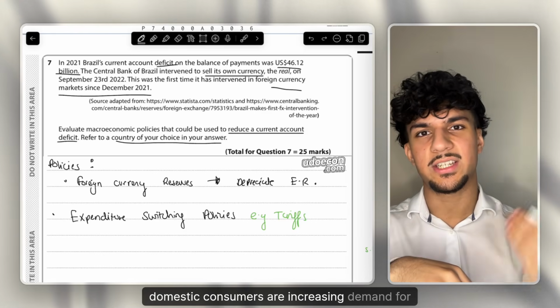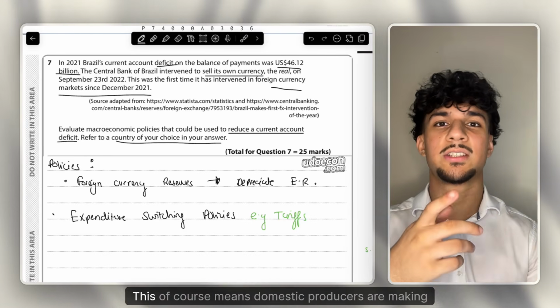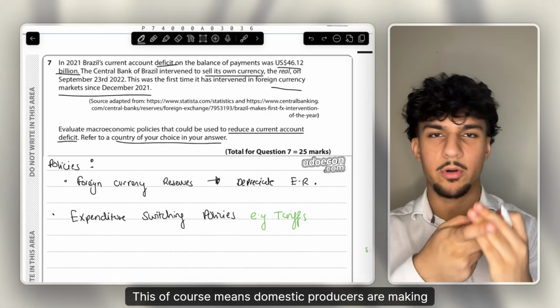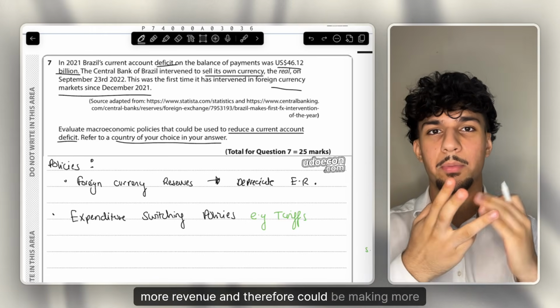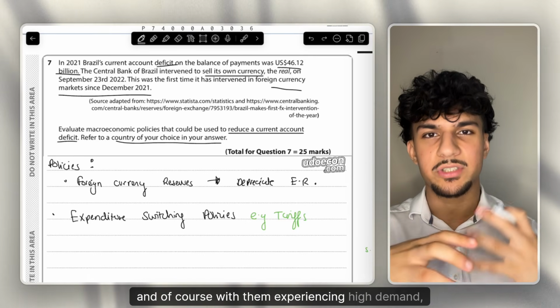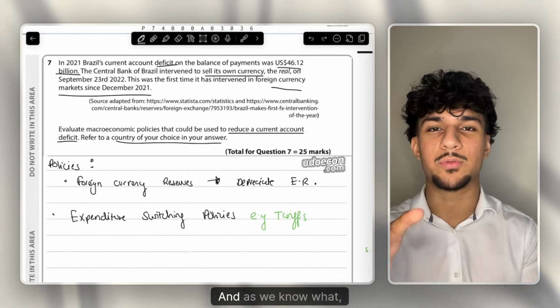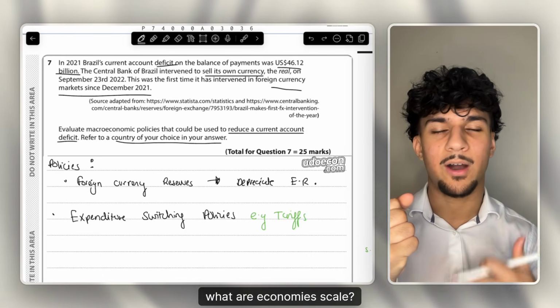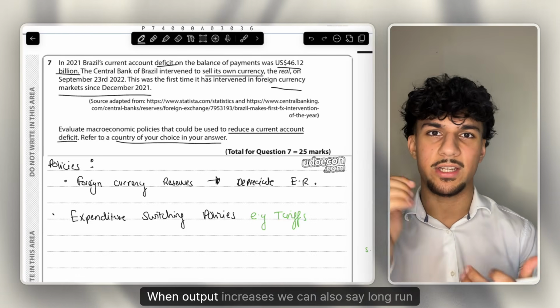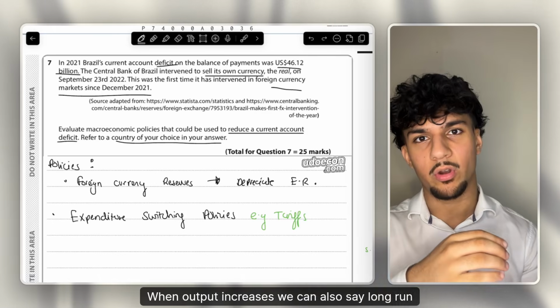Domestic consumers are increasing demand for domestically produced goods. This of course means domestic producers are making more sales, more revenue, and therefore could be making more profits. And with them experiencing higher demand, there's more output, and as we know, what are economies of scale? How do you define economy of scale? When output increases, we can also say long run average cost falls.